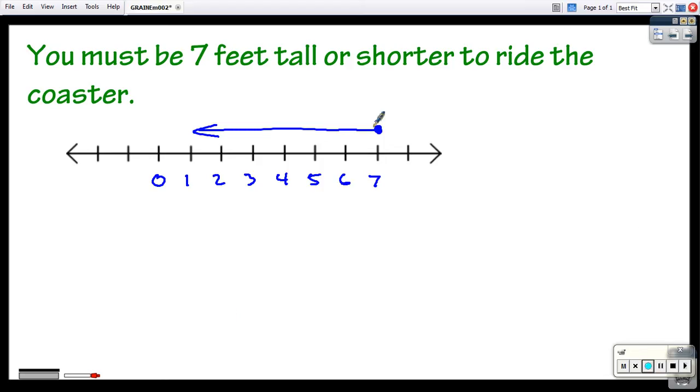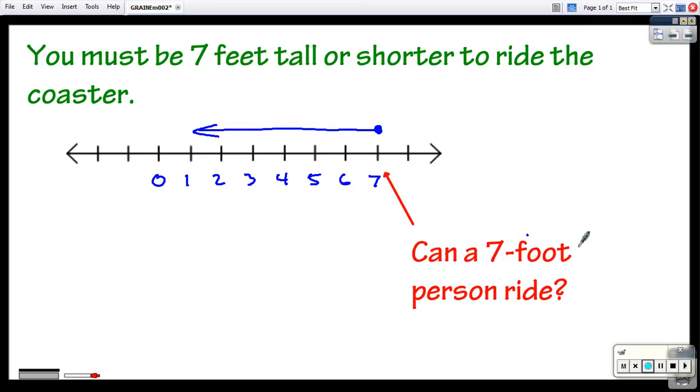So again, notice how I did the dot though. The dot is a closed dot or a solid dot because what we're concerned about is this misunderstanding here. Is can that 7-foot person ride? In this case, yes. Now, let's say you had to have been shorter than 7 feet. Well then this wouldn't apply and you'd have to use an open dot. So that dot is really important. It's all about whether we're including our starting point as a part of our solutions or not. Now in this case we're including the 7-foot person, so it's a closed dot.